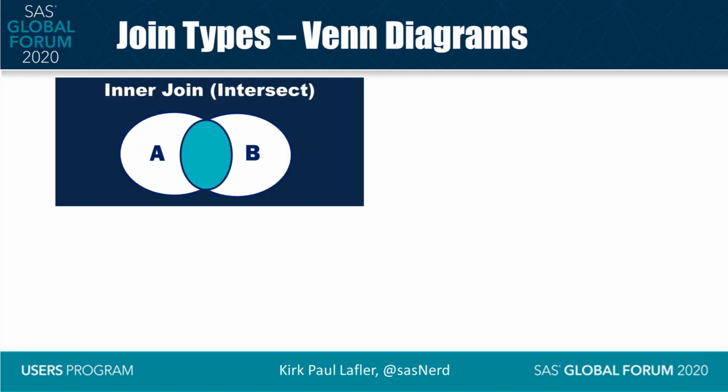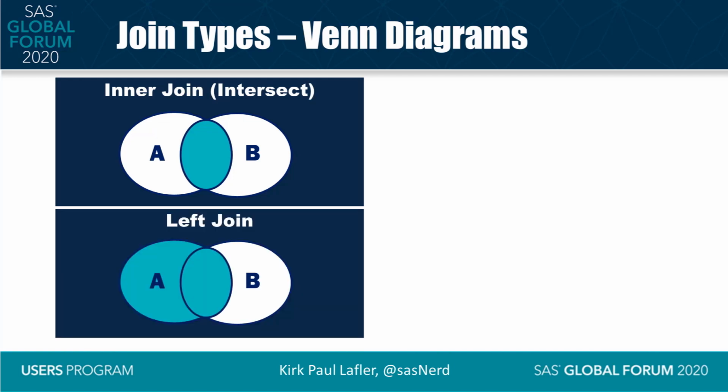Now let's turn our attention to the various join types. To illustrate the techniques of each join type, we're going to use Venn diagrams. The first diagram you see here is the inner join, sometimes referred to as the intersect. If we have two tables that we're trying to join, Table A and Table B, the intersect is the highlighted area in cyan or teal.